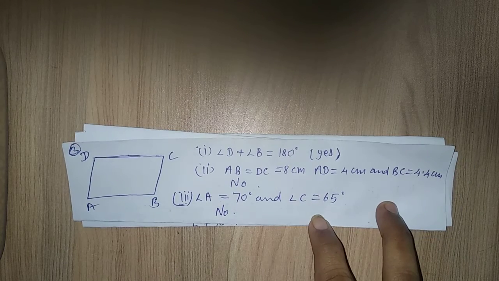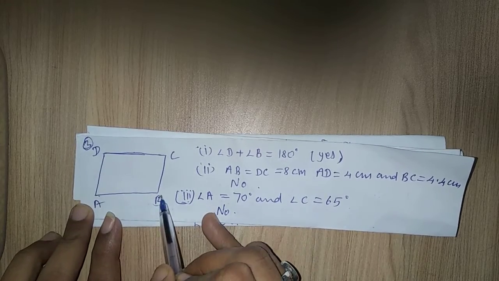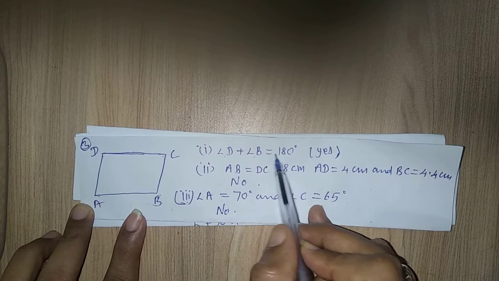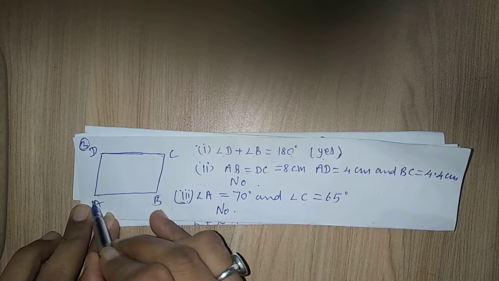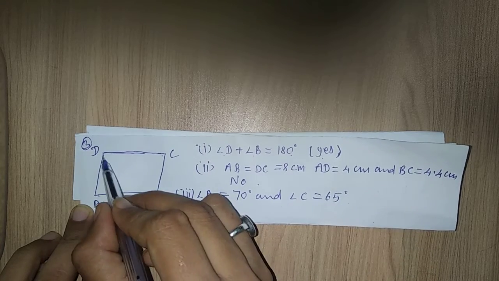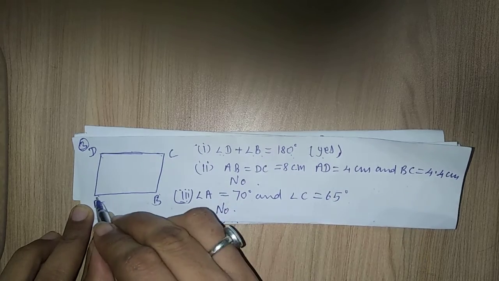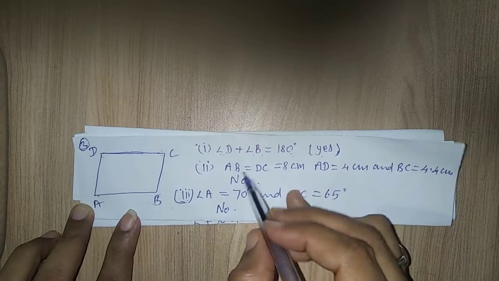Question number 3 of exercise 3.3. Can a quadrilateral ABCD be a parallelogram if following properties are given? So we draw a quadrilateral ABCD. If angle D plus angle B is equal to 180 degree, yes, it can be a parallelogram. Because if sum of angle B and angle D is 180 degree, then it becomes a rectangle. And rectangle is also a parallelogram.